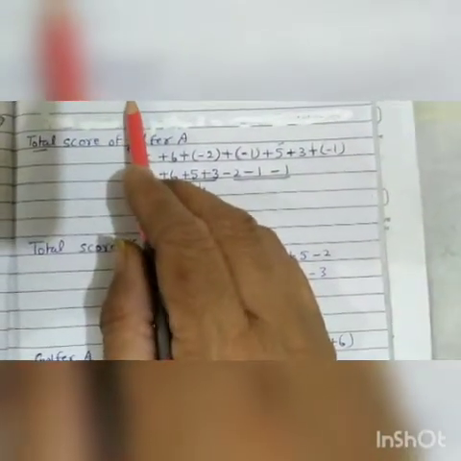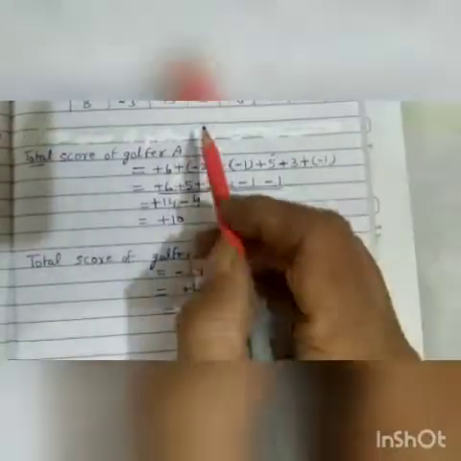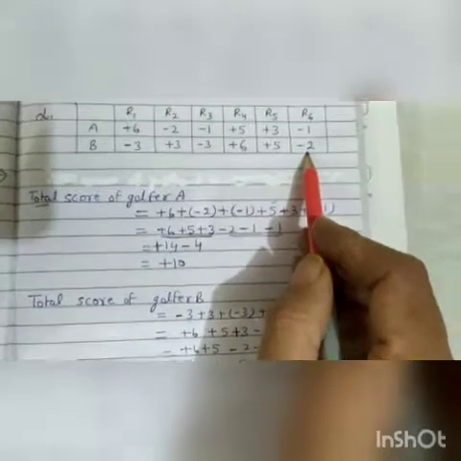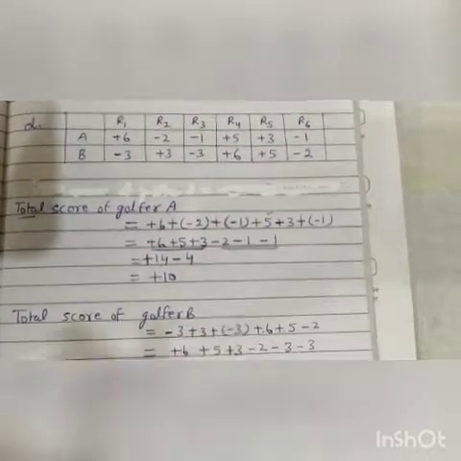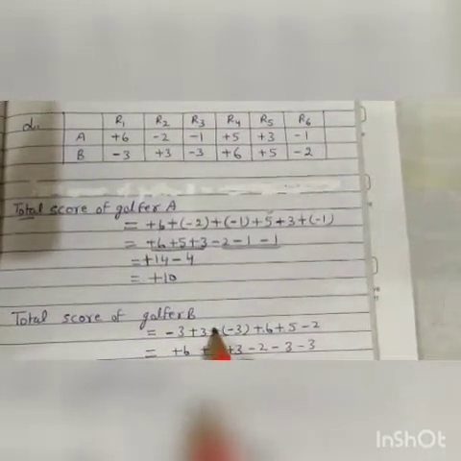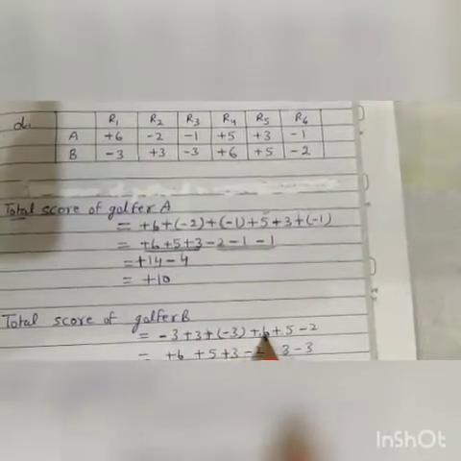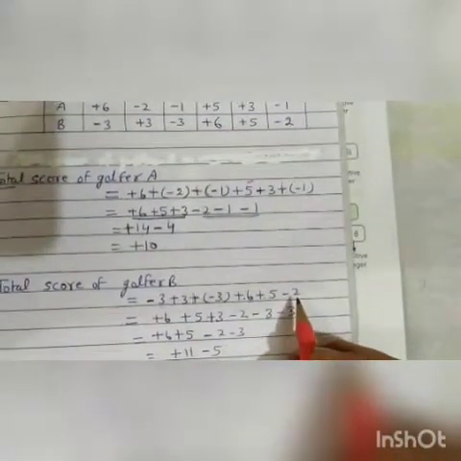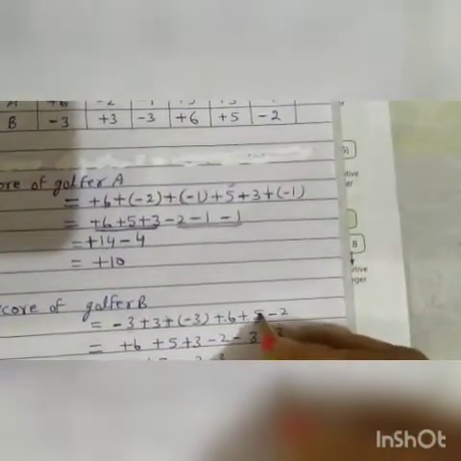Golfer B in the 6 rounds got minus 3, plus 3, minus 3, plus 6, plus 5, minus 2. So in the same way we write: first integer is minus 3, second is plus 3, then third is minus 3. Again first plus sign, then within bracket minus 3, next plus 6, then next plus 5, then last is minus 2. No, here I forgot, it is plus, then minus 2.